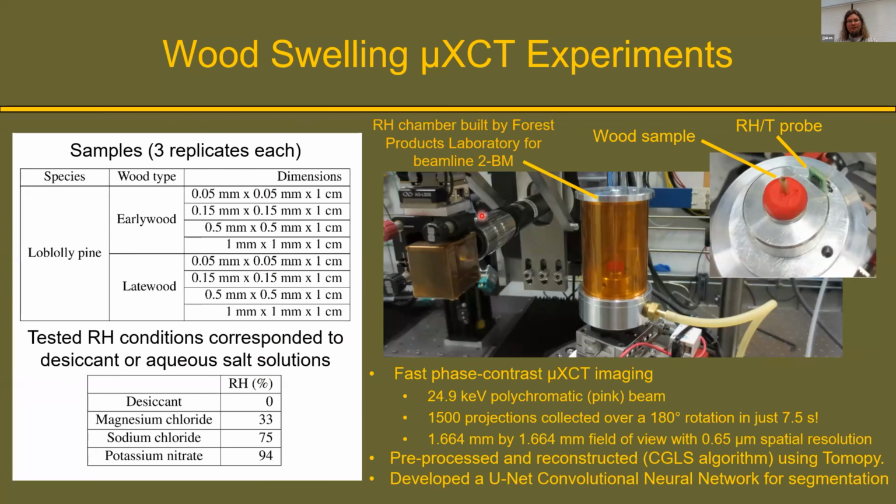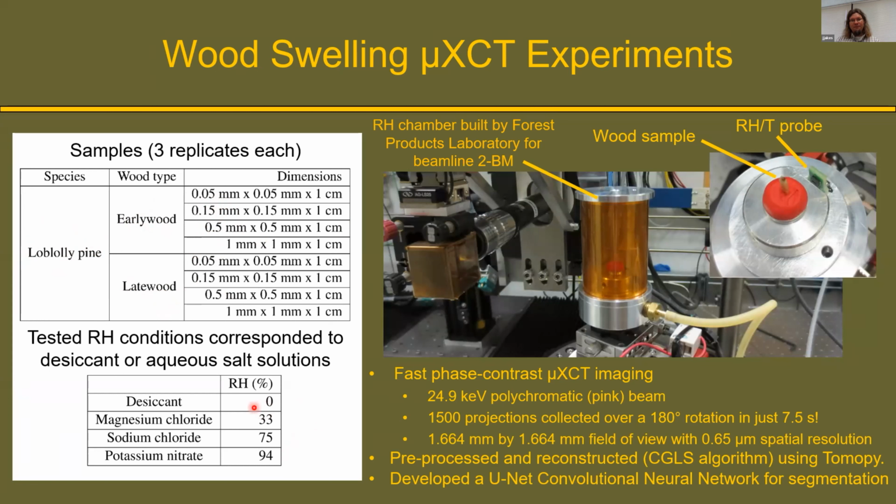For this experiment, we're looking at loblolly pine. Again, early wood to measure a low density wood, and late wood to measure a high density wood. We measured four different sizes of specimens to look for size effects, from 50 microns up to 1 millimeter. And then we were able to do these experiments at four different humidity levels. These humidity levels are correlated to conditions inside of external humidity chambers.